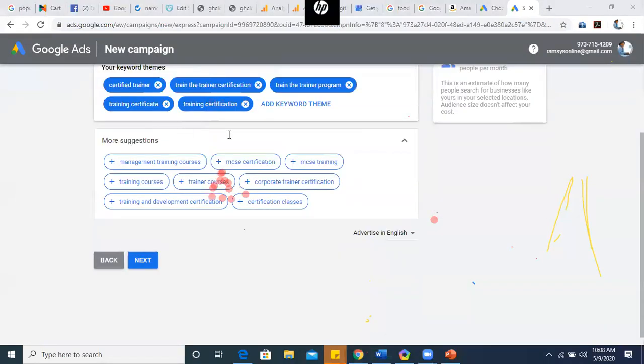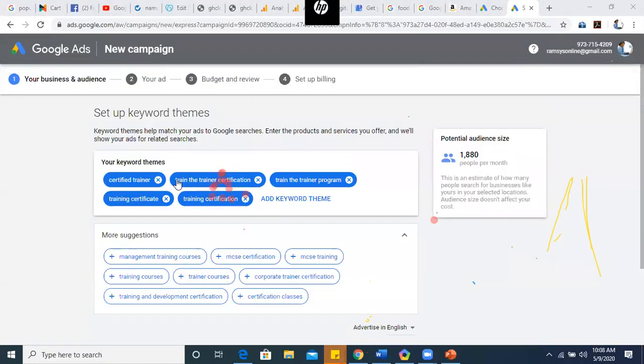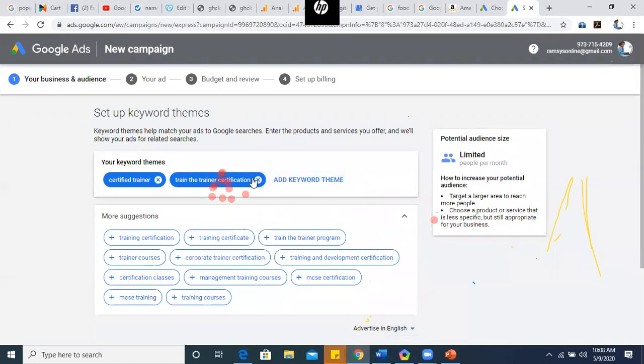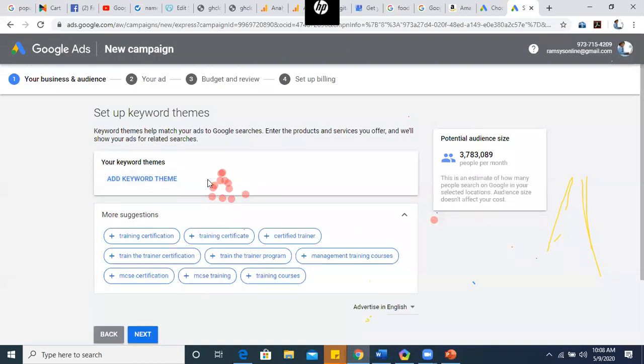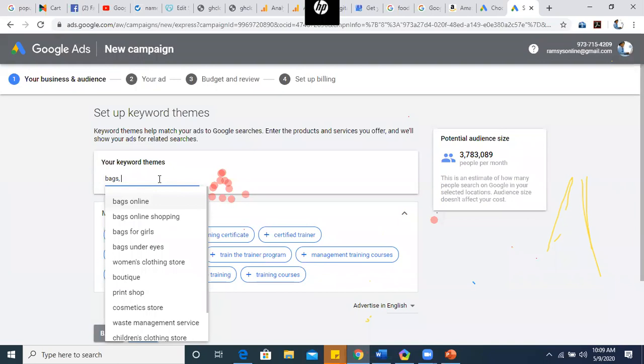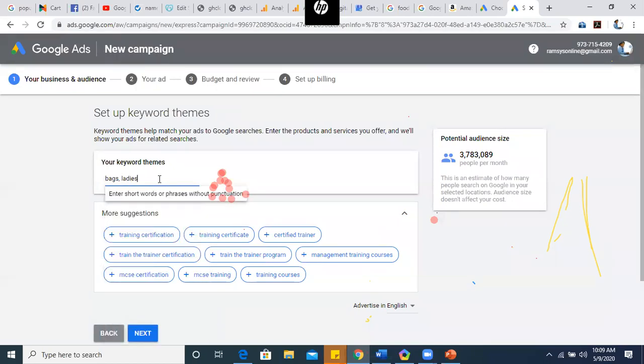So when you come here, you can just put your keywords in there. You can put about 10 keywords here. When I'm selling, I can say bags, then put a comma, and then ladies bags, and put a comma there. Anywhere that I'm coming to you, you just type this and enter.